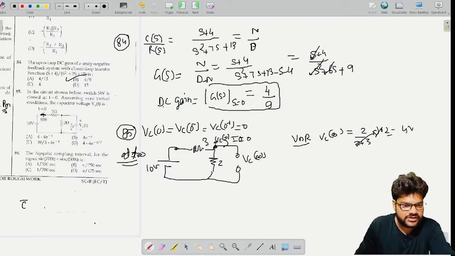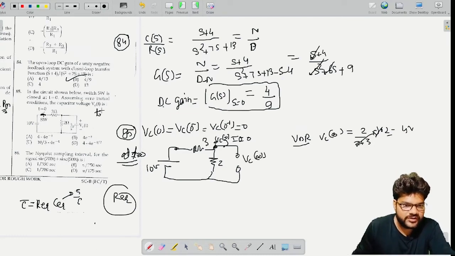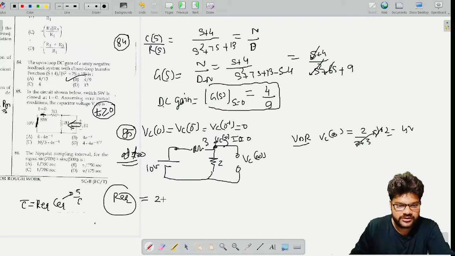Now let us find the time constant. Tau equals R equivalent times C equivalent, and C equivalent we are given as 5 by 6. Now we have to find R equivalent. How do we find it? We make the circuit at t greater than 0, with the switch closed. To find R equivalent, that is the Thevenin resistance, we remove the independent sources. The independent source is the 10-volt battery here, so this will be shorted. Looking from the capacitor, this 2 ohm and 3 ohm will be in parallel, and 2 parallel 3 gives 6 by 5.